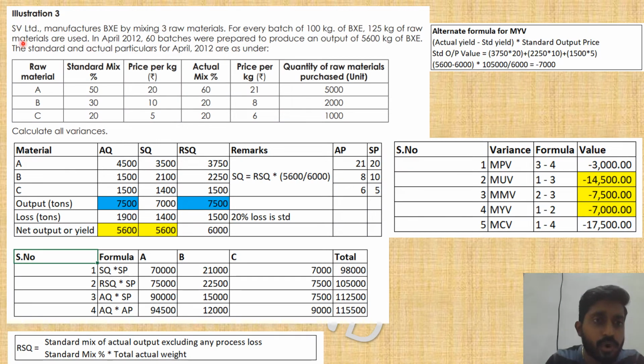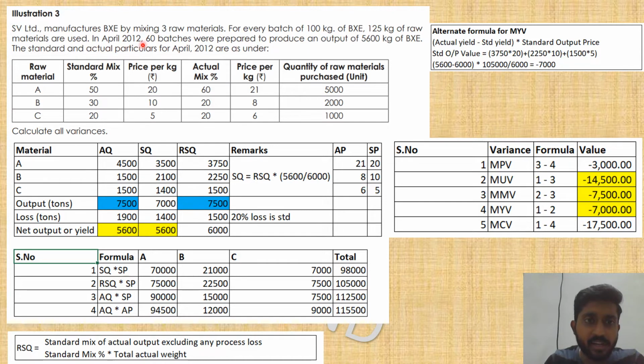So SV Limited, this is illustration 3 as per your book. SV Limited manufactures BXE by mixing three raw materials. In our last problem we saw only two raw materials. For every batch of 100 kg of BXE, the end product, 125 kg of raw materials are used. So 125 kg of raw material will give 100 kg of the required output, which means 20% is lost. So 20% is like a standard loss.